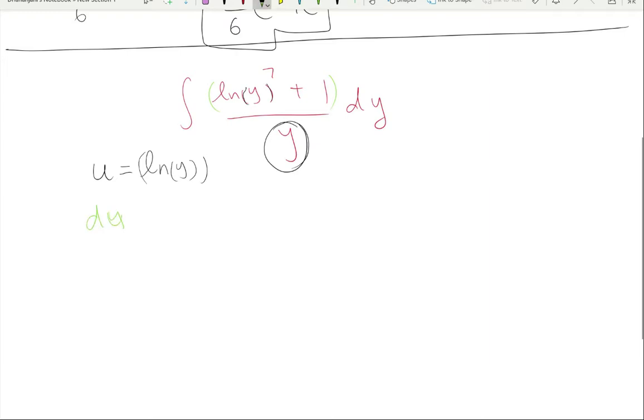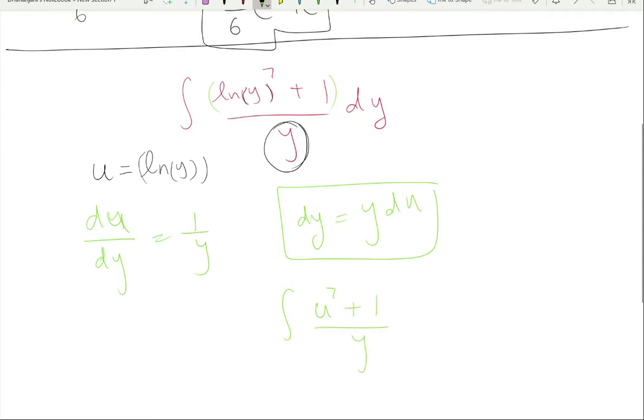So du over dy is 1 over y. So dy here is y times du. Be careful. Now if you replace, this is u^7 plus 1 over y, this is y du. The y cancels out. So this is (u^7 plus 1) du.